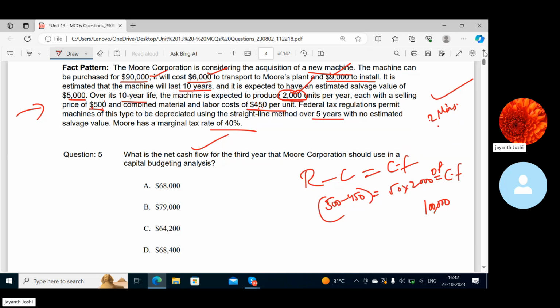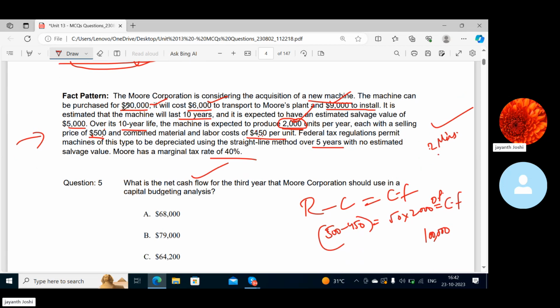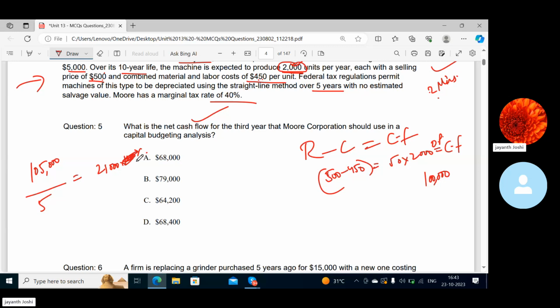So we will first find out the depreciation tax shield. What is the depreciation tax shield? 9 plus 6, 15 and 90,000. 1,05,000 divided by 5 years is going to give what? 21,000, right? Into 40%, what is that? Sorry, 8,400. No, we will take up 21,000 in this only, right?